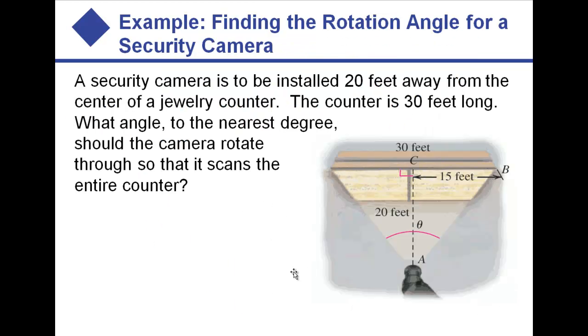Okay, one last example, a word problem. We've got a camera that's 20 feet from a counter. The counter's 30 feet wide. We want to program our security camera to oscillate back and forth, right? Sweep back and forth to cover the entire counter. So we need to figure out what angle does it need to bend in both directions to cover all 30 feet. Well, there's our picture, right? That's just like what we had before.